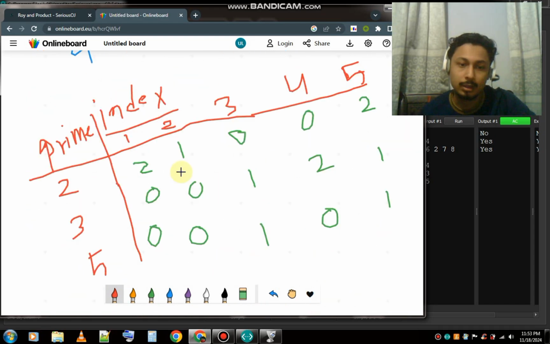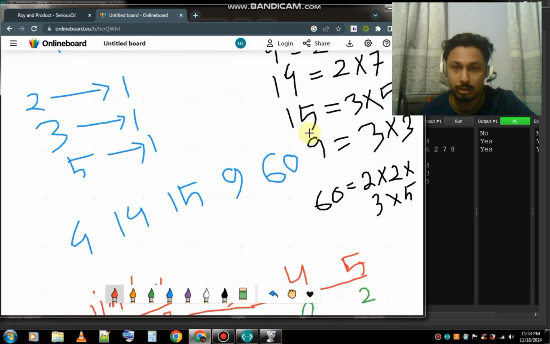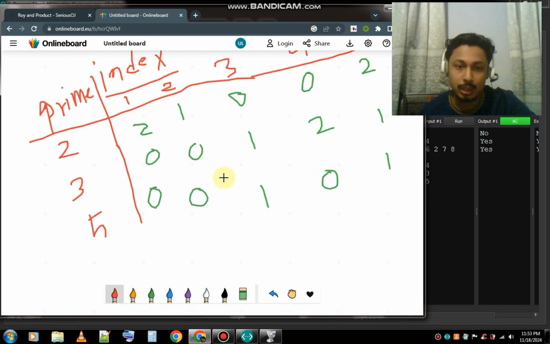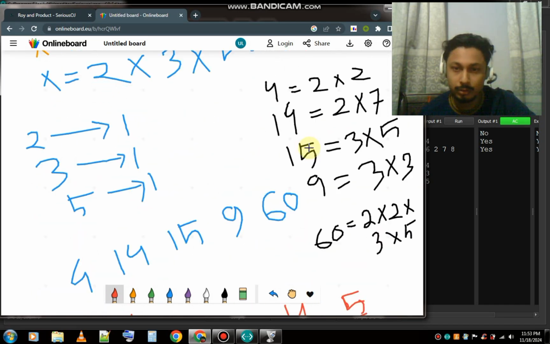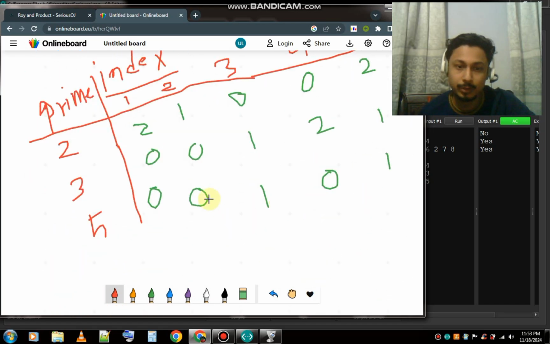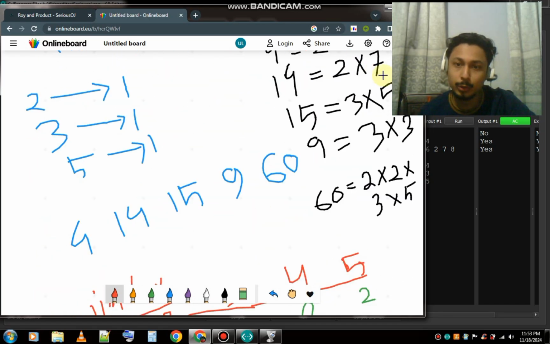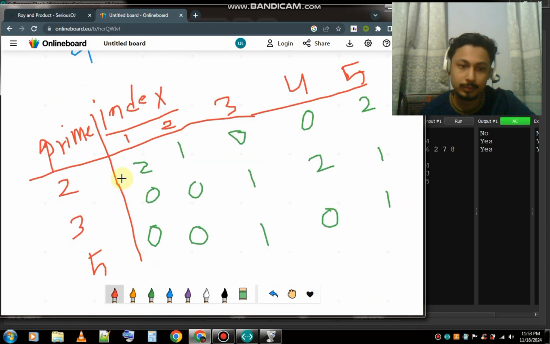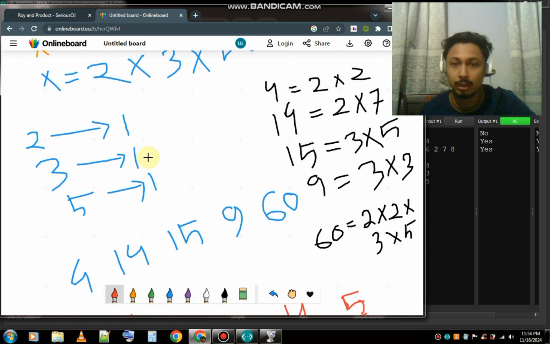0 times. Similarly, how many times does 2 occur in the second index? 1 time. How many times 3? 0 times. And 5, 0 times, right? But we don't need to consider 7. We just need to check 2, 3, and 5, the prime factors.